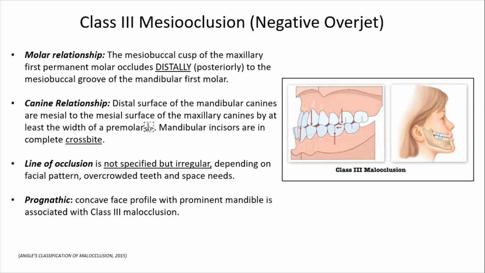And in often cases, if not all the cases, the mandibular incisors are in complete crossbite, which means they're overlapping those upper teeth instead of it being the opposite way. Your line of occlusion is also going to be irregular. We're not going to see a U-shape, and this is, again, facial pattern due to overcrowded teeth and space needs. And the patient's profile is going to be prognathic, where you have this concave face profile and a very prominent mandible that's kind of protruding out. This is classic of class 3 malocclusion.